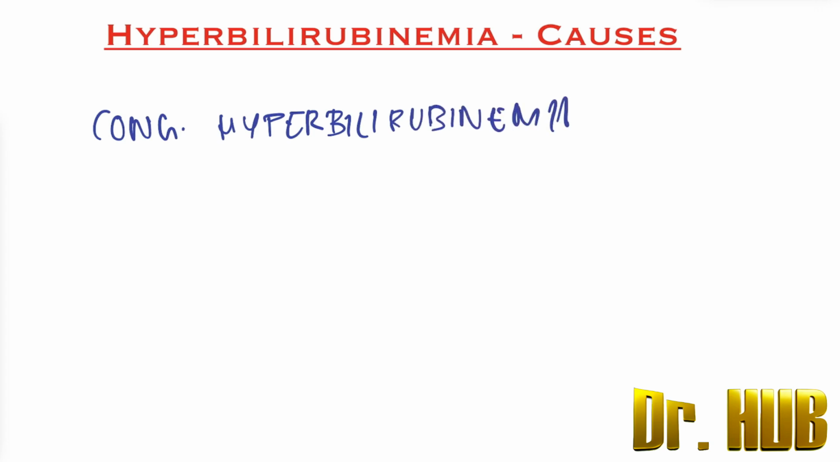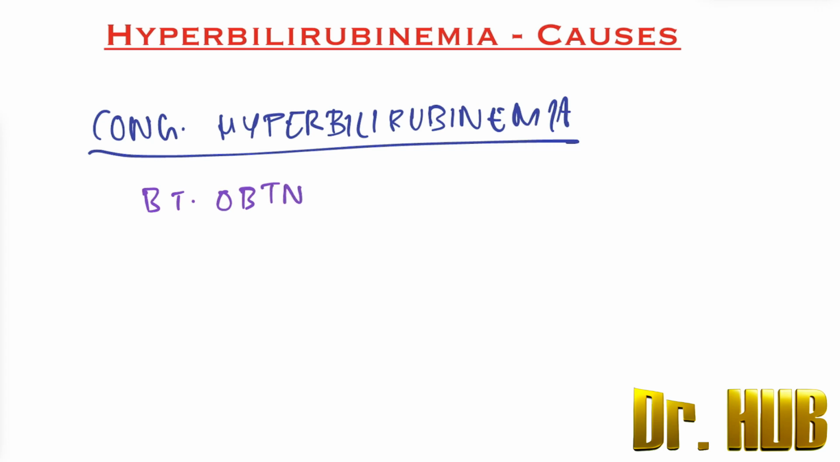Hyperbilirubinemia and its causes. It is divided into two categories. First we are going to see the conjugated hyperbilirubinemia. Under this variety, there is the BT obstruction, which means bile tract obstruction. Next is the BT, that is the bile tract diseases.